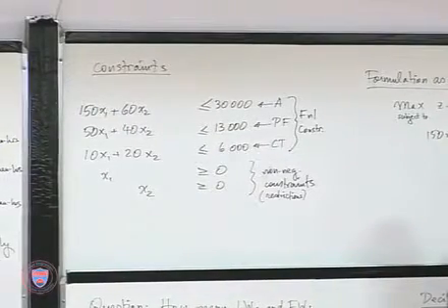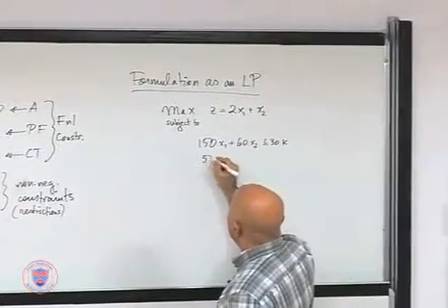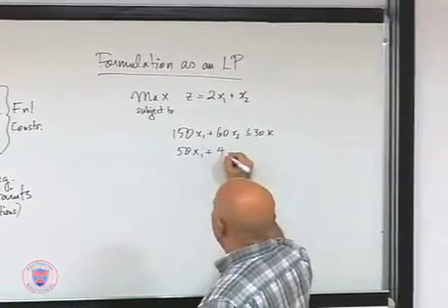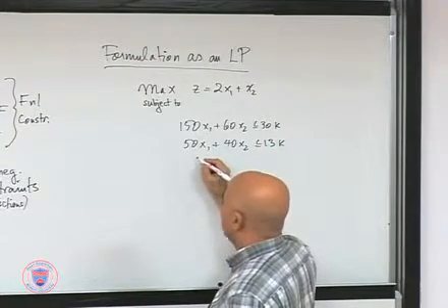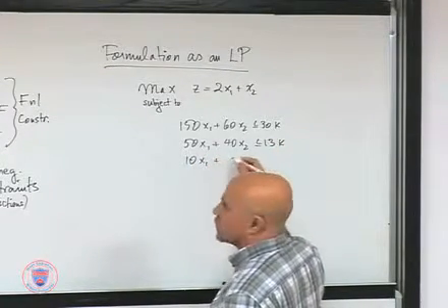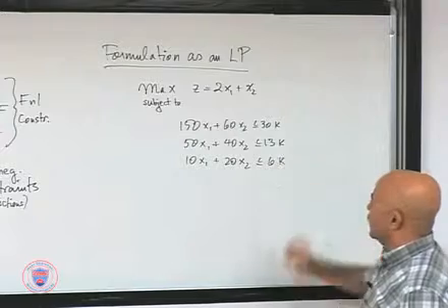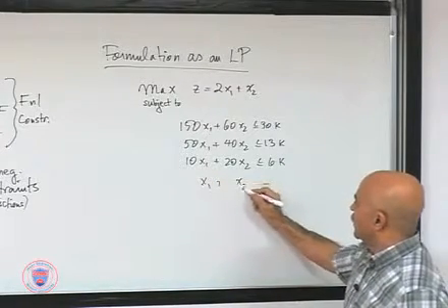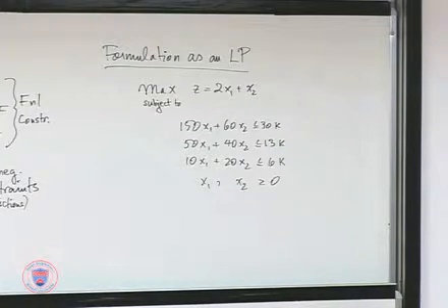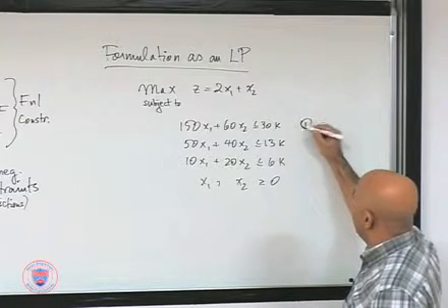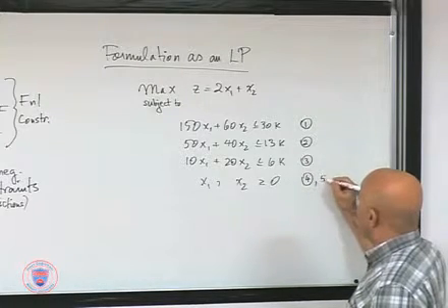100x1 plus 60x2 less than or equal to 30,000. And 50x1 plus 40x2 is less than or equal to 13,000. And finally, 10x1 plus 20x2 is less than or equal to 6,000, and non-negativity. So I've got 5 constraints here. Okay? Let's call them number 1, number 2, number 3, number 4, and number 5.